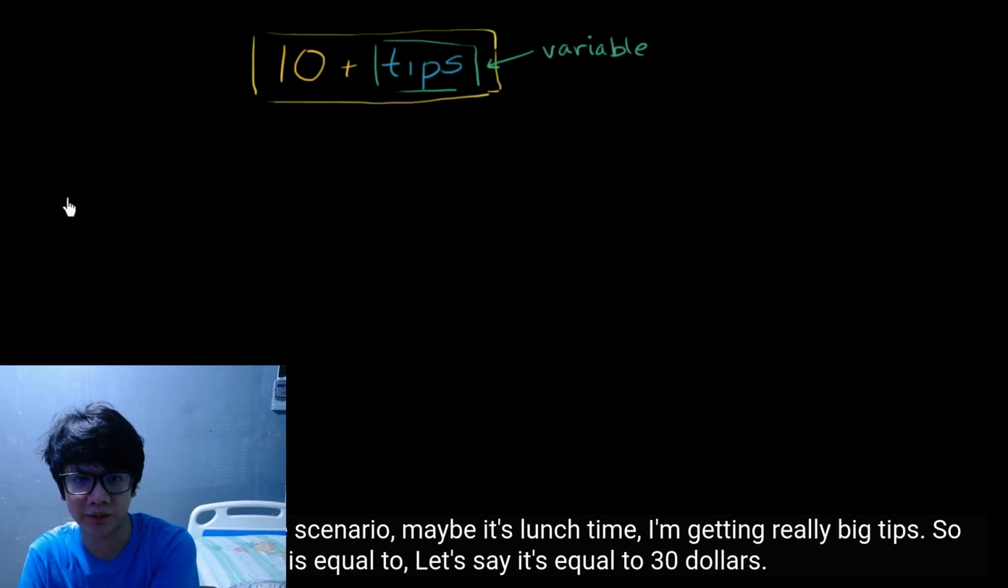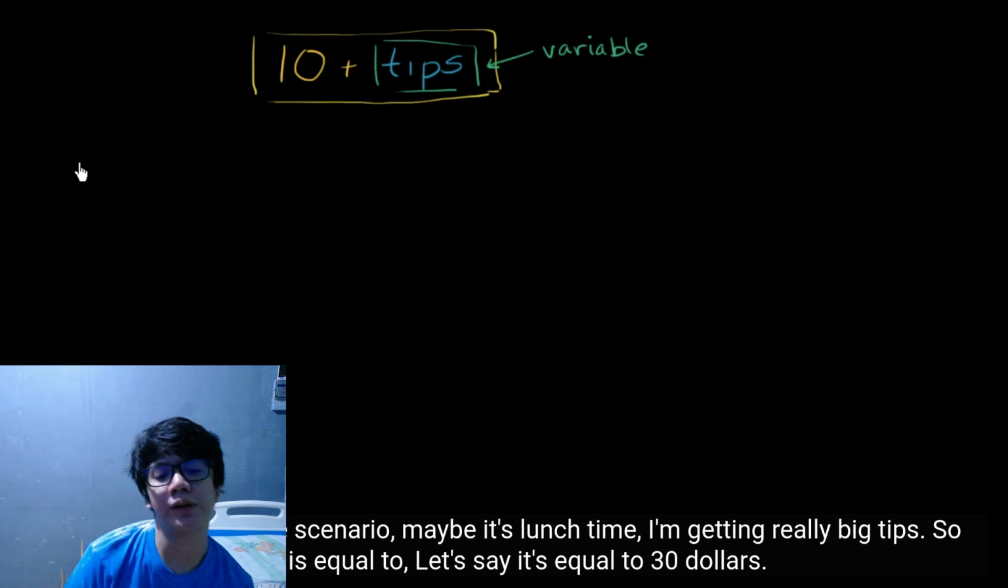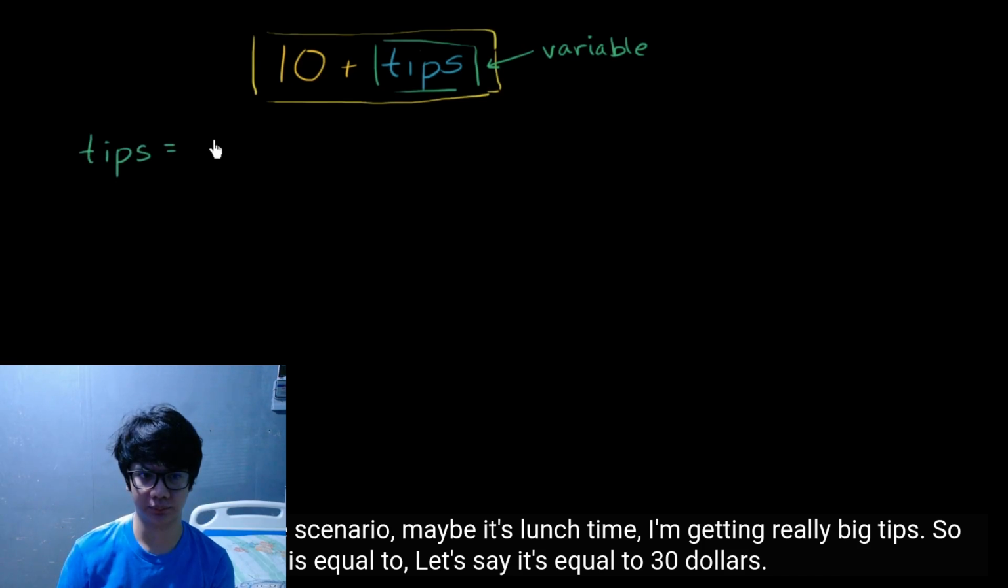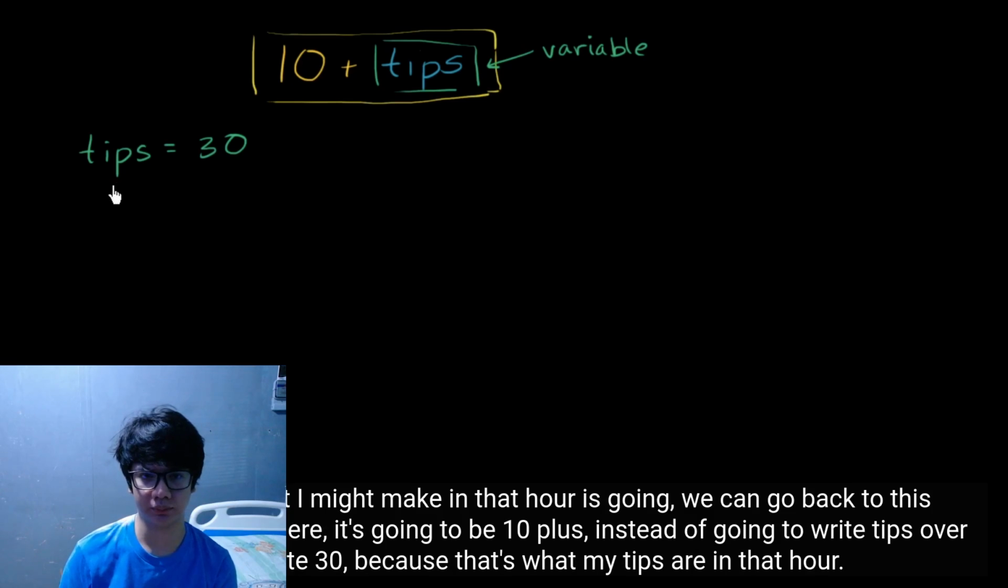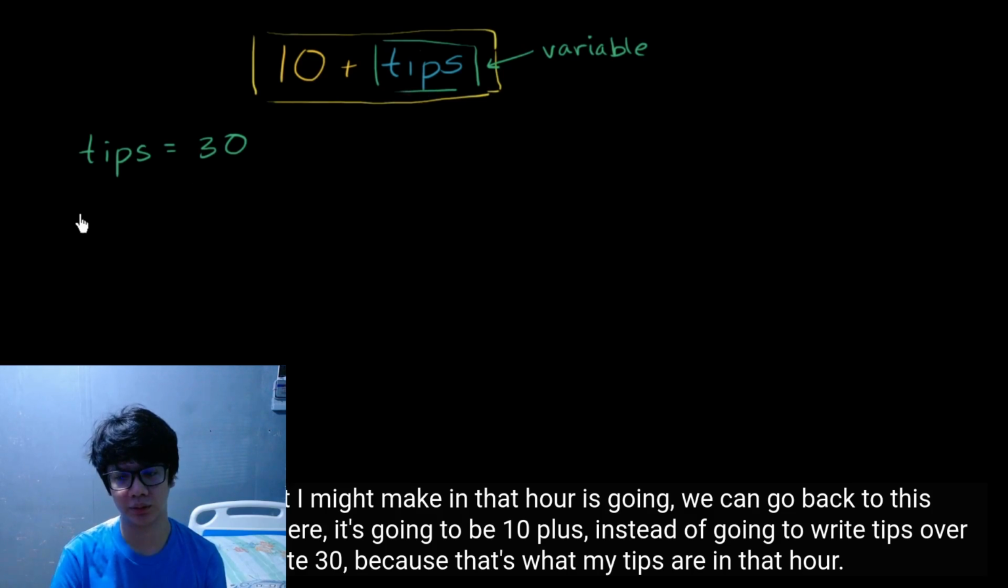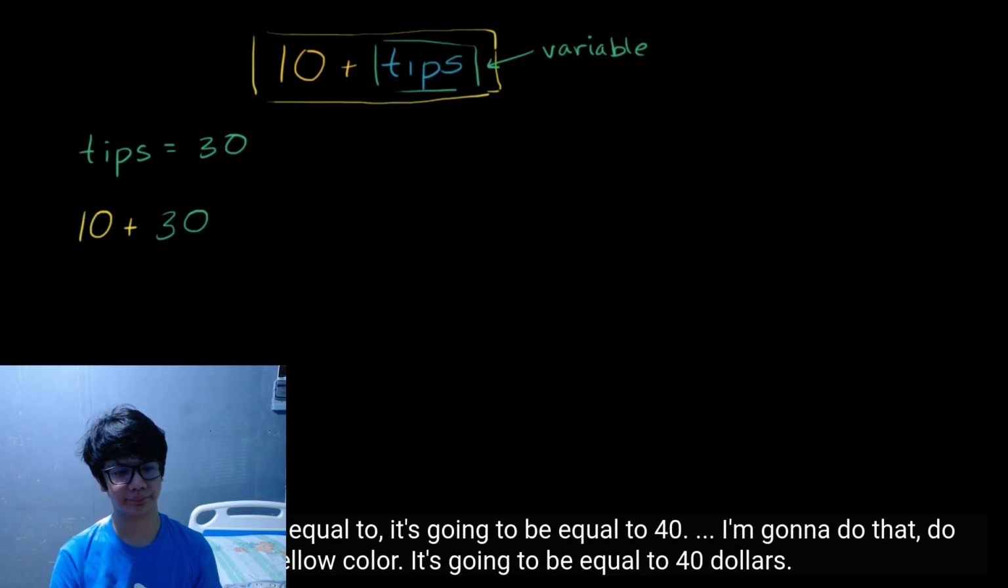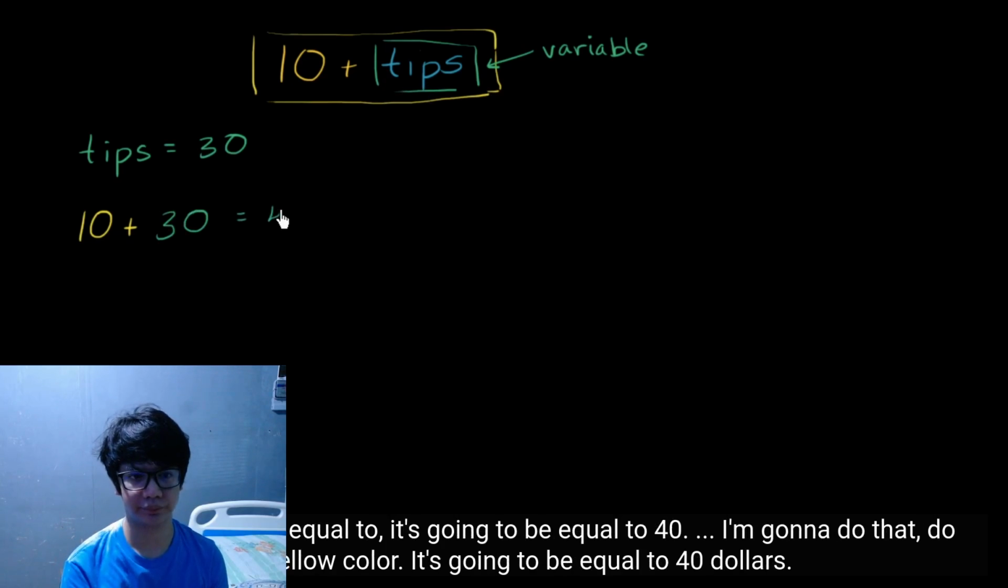So for example, in one scenario, maybe it's lunchtime, I'm getting really big tips. So tips is equal to, let's say, $30. And so the total amount I might make in that hour, we can go back to this expression right over here. It's going to be 10 plus, instead of writing tips here, I'll write 30 because that's what my tips are in that hour. And so that is going to be equal to 40. Let me do that yellow color.